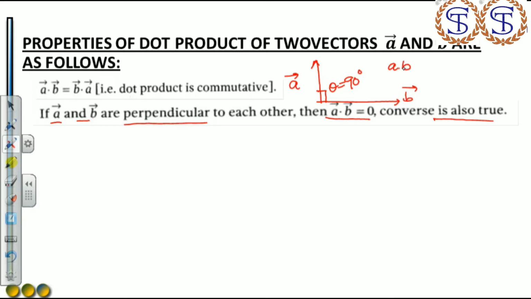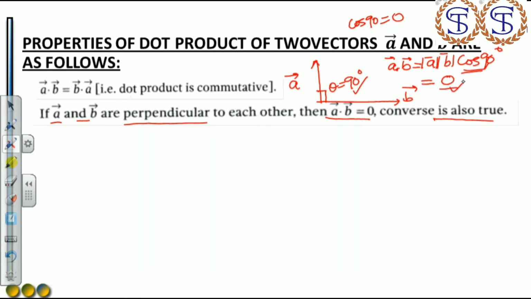Let's see what is A dot B. A dot B, according to the formula that we have learned just now, is the modulus of A vector times the modulus of B vector times cos theta. Here theta is the angle between the two vectors, that is 90. Now what is cos 90? Yes, cos 90 is 0. That's why here the dot product of two vectors is 0.